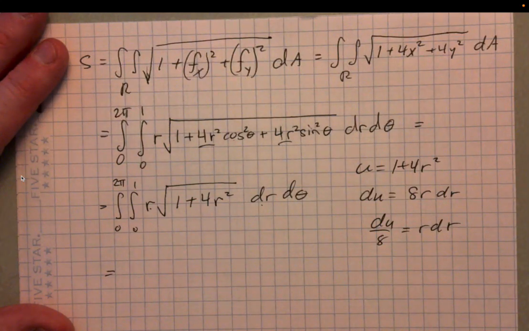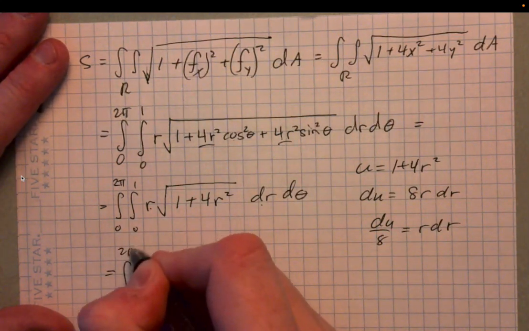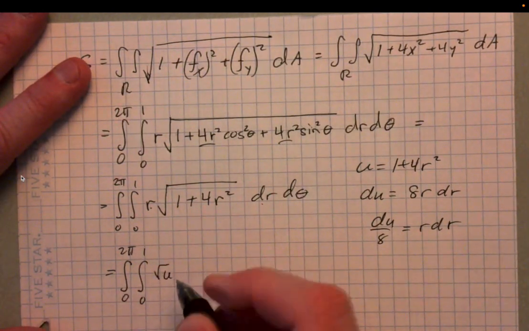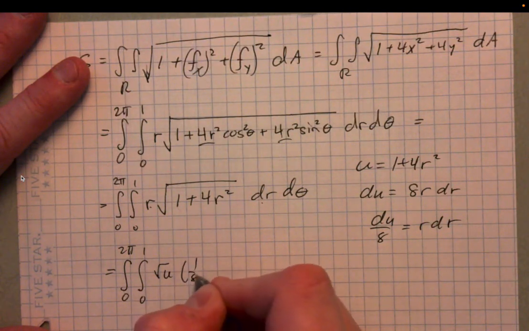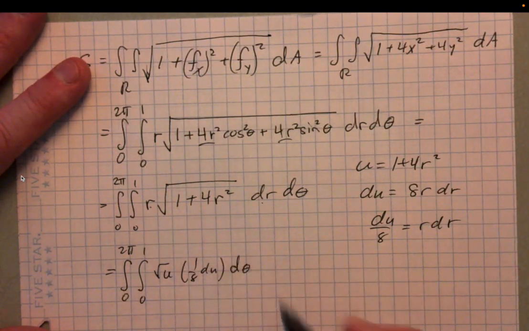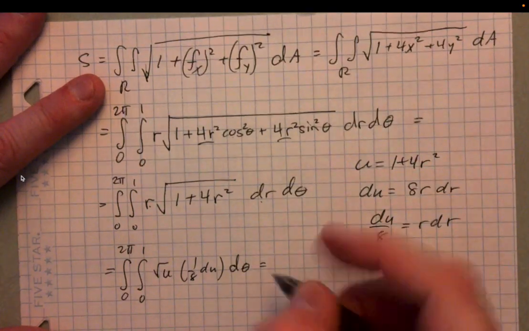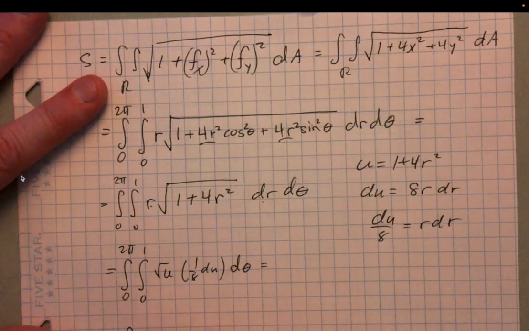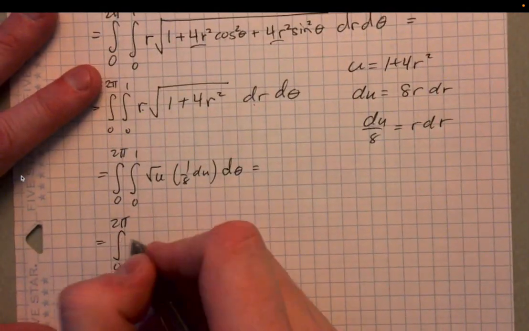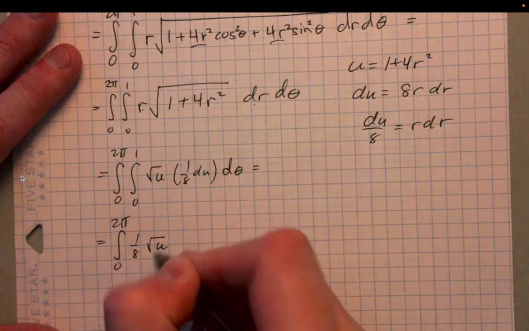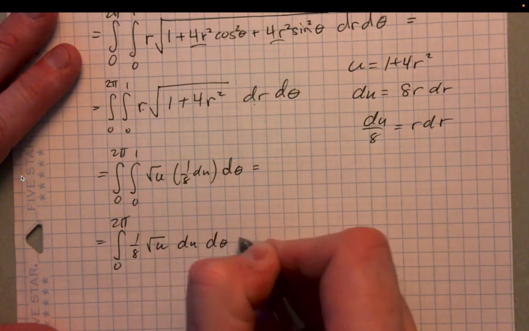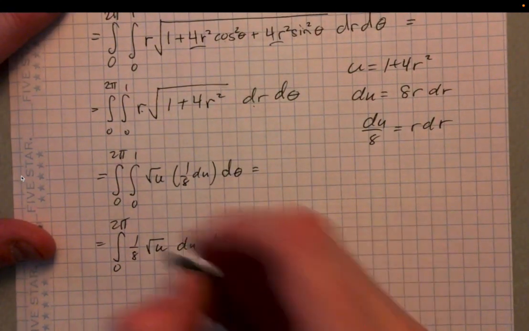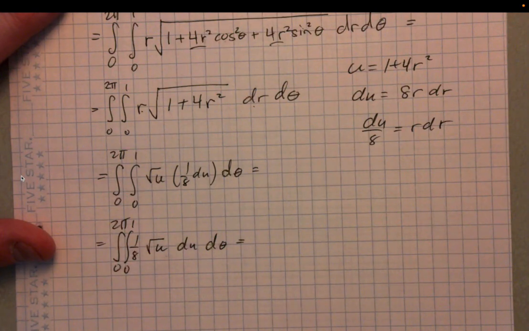And so what you have here is the integral from 0 to 2 pi of the integral from 0 to 1 of the square root of u times 1/8 du d theta. Okay, and so it would probably be the best idea here to rewrite this one more time. 0 to 2 pi, and then it's 1/8 square root of u du d theta, like so. And then we just have to integrate with respect to u. Oh, I lost one there. That should be 0 to 1 as well.